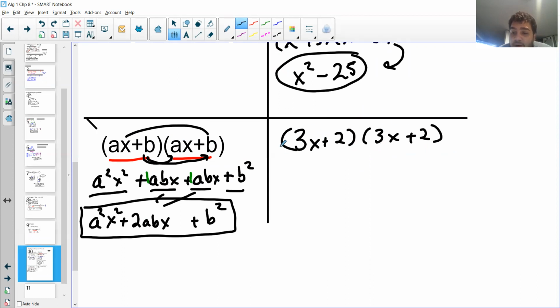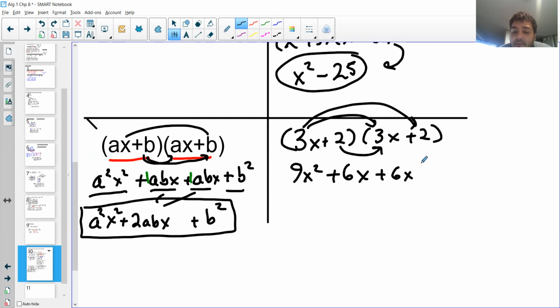All right, I'm going to do this the long way where I show every step in between. So 3x times 3x, that's 9x squared. 3x times 2 is plus 6x. 2 times 3x is plus 6x. And 2 times 2 is plus 4. Combine like terms: 9x squared plus 12x, 6 plus 6 is 12, x plus 4.